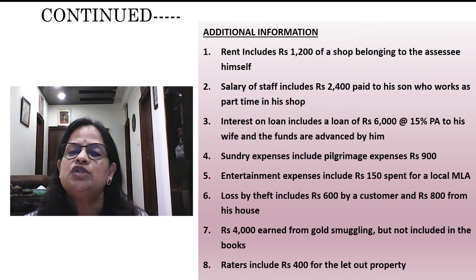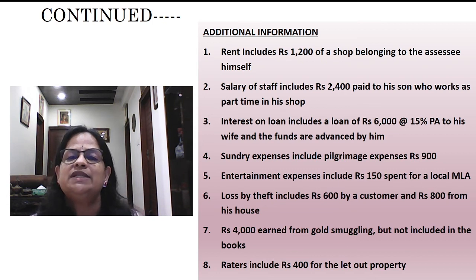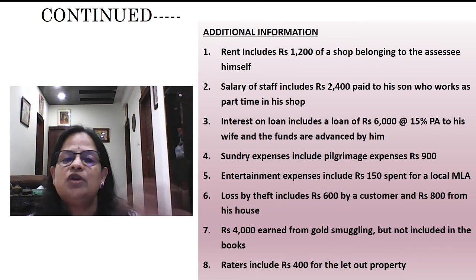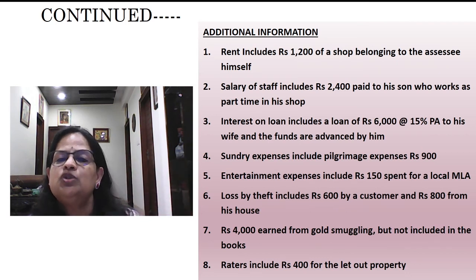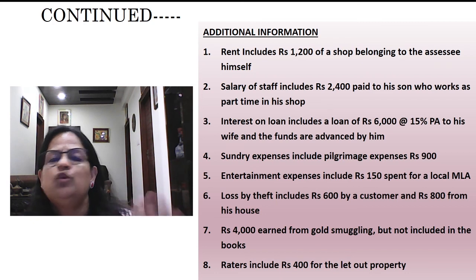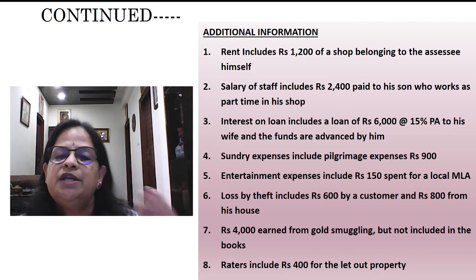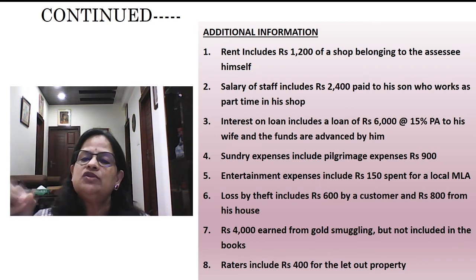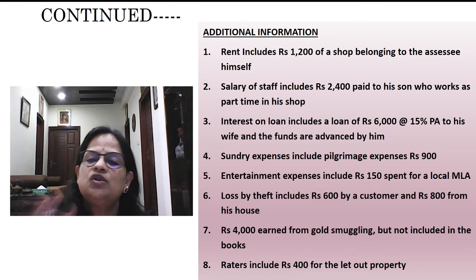Rent includes 1,200 of a shop belonging to the assessee himself. So that cannot be allowed. Rent he cannot pay to himself. That is not allowed. Salary of staff includes 2,400 paid to his son who worked part-time in his shop. Not allowed, because salary to son, he may not be paying the salary to the son, but he will be just claiming that. Interest on loan includes interest on a loan of 6,000 at the rate of 15% per annum to his wife, and the funds are advanced by him. So this is not allowed. 6,000 into 15 by 100, that is not allowed.